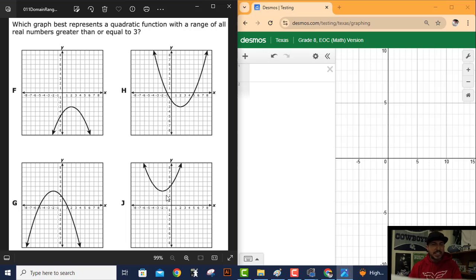How can we have two of the exact same answers? What's the difference? One's going up, one's going down. Good job, way to see that.